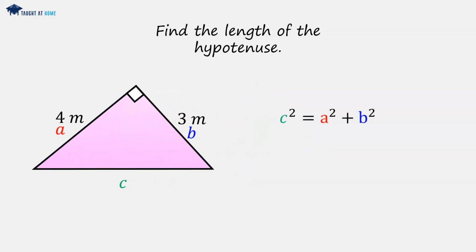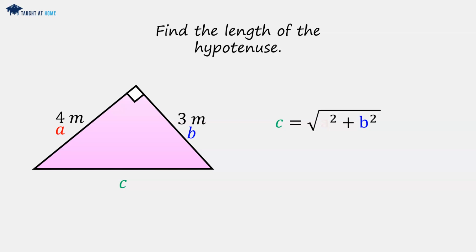Now let's put this into our formula. C squared equals A squared plus B squared. Now you might also see this formula written as C is equal to the square root of A squared plus B squared. This is the same formula, it's just we've done the square root at the start.